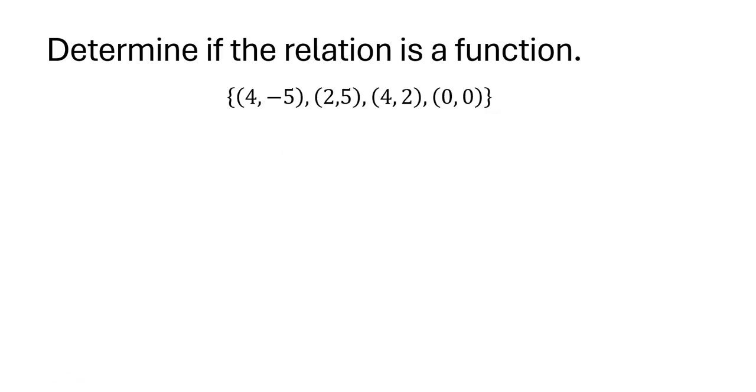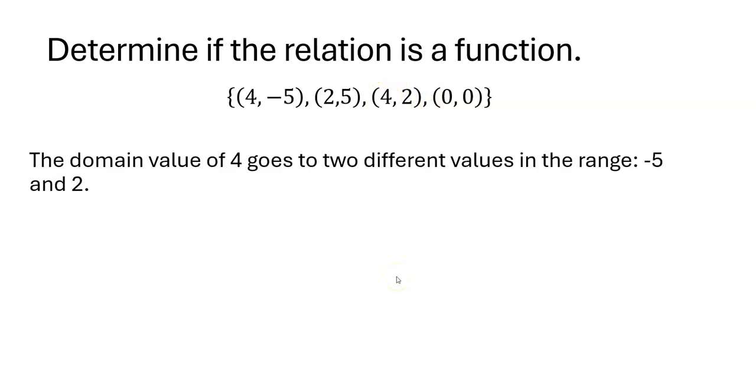What about this one? We have (4, -5), (2, 5), (4, 2), and (0, 0). Well, hopefully you notice right away that the domain value of 4 goes to -5 and 4 goes to 2. So because the domain value of 4 goes to 2 different values in the range, this is not a function.